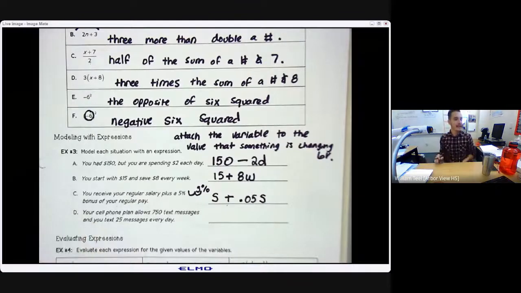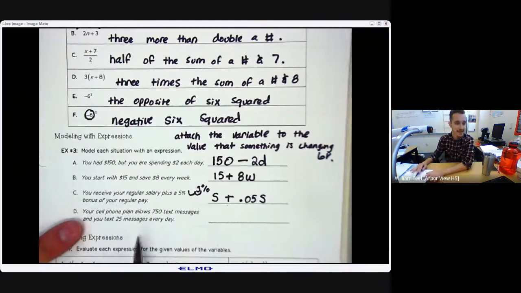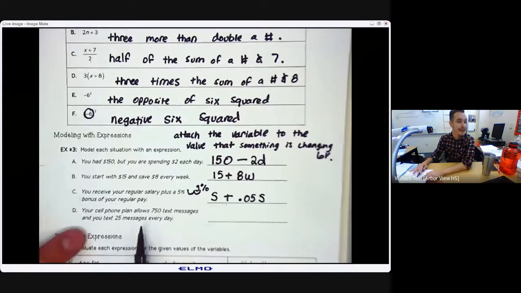Part D, your cell phone plan allows 750 text messages and you text 25 messages every day. I text way more than 25 messages a day, so this is making me feel really bad about myself.